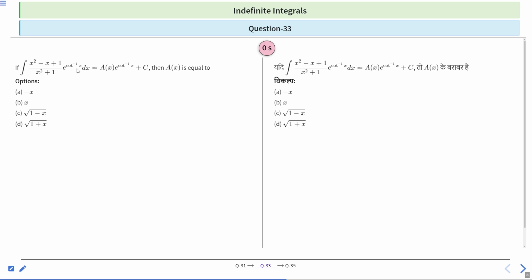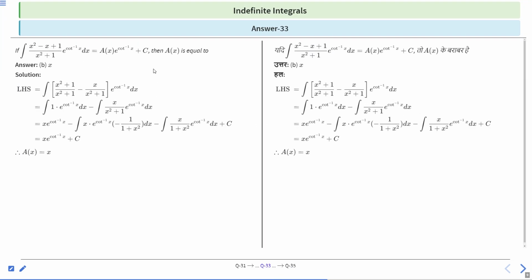Okay, let's move to the solution part. As we have discussed, we can break this equation: we can take x square plus 1 and minus x separately. Therefore, it can be written as the integration of x square plus 1 upon x square plus 1 minus x upon x square plus 1, e to the power cot inverse x dx. Therefore, it will be equal to the integration of, it will cancel out to become 1, so 1 into e to the power cot inverse x dx minus x upon x square plus 1 e to the power cot inverse x dx.